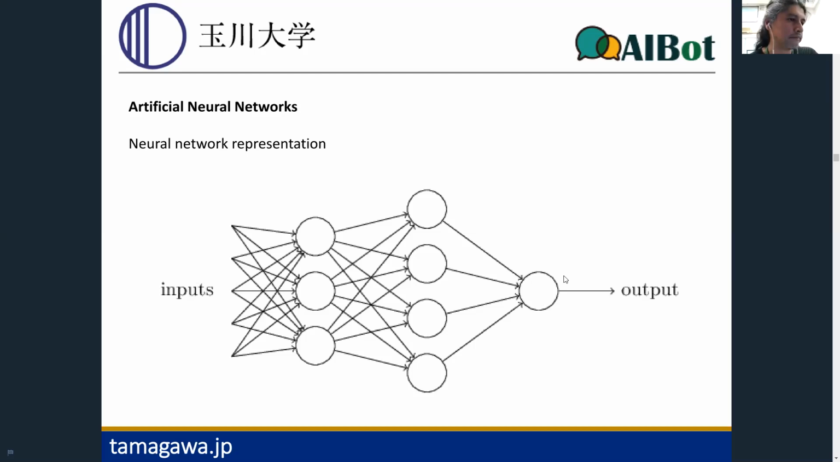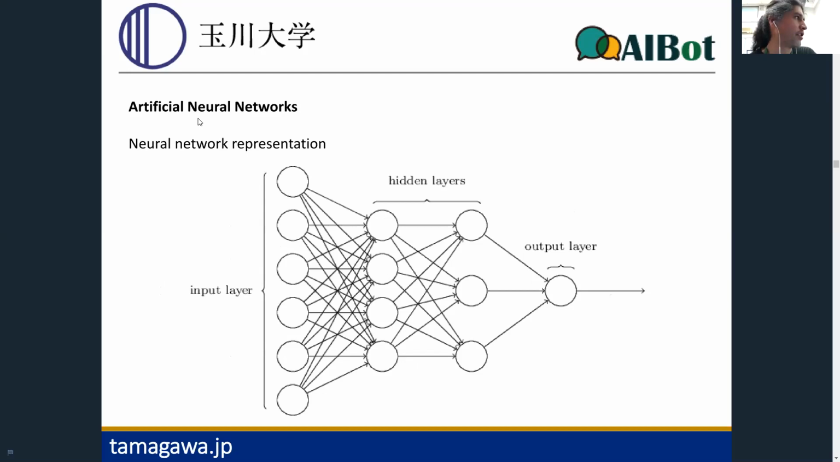So let's see how the terminology works. In an artificial neural network, we have an input layer that is our data. We have some hidden layers that are our sigmoid functions. And we have an output layer that is going to be our prediction.